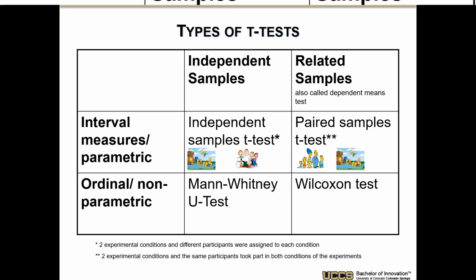When we look at the t-tests, for interval measurements or parametric tests, we can talk about what are called the independent sample t-test and the paired t-test. The independent sample is the normal one. I'm not going to go into great detail, but inside the independent samples t-test are actually two different variations, which we'll get to in the next slide.